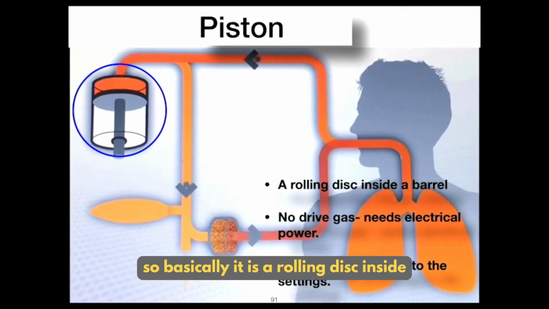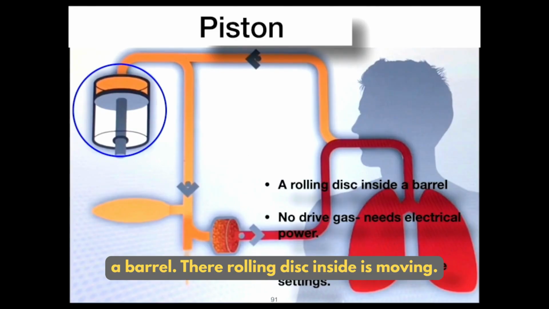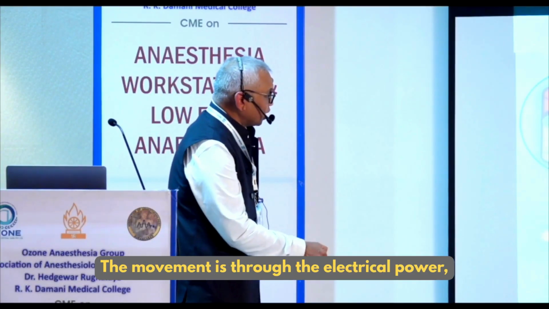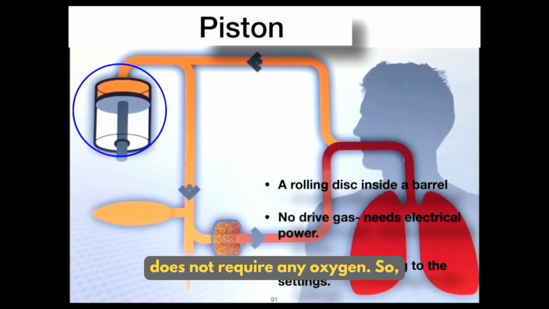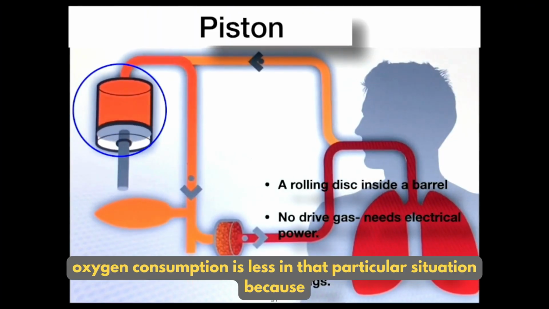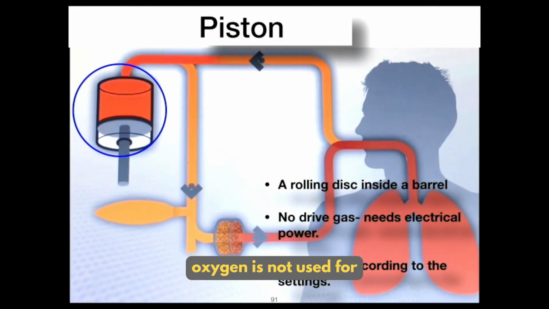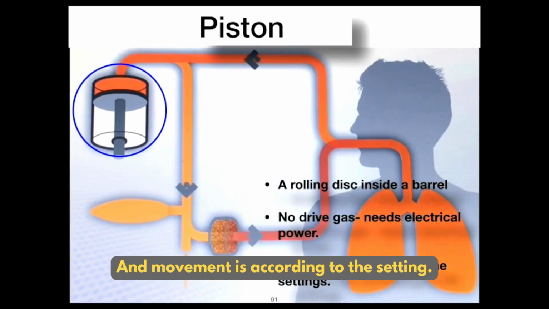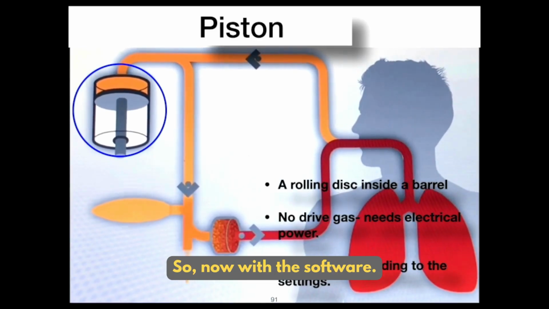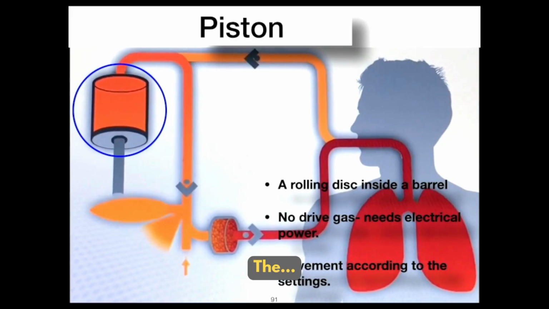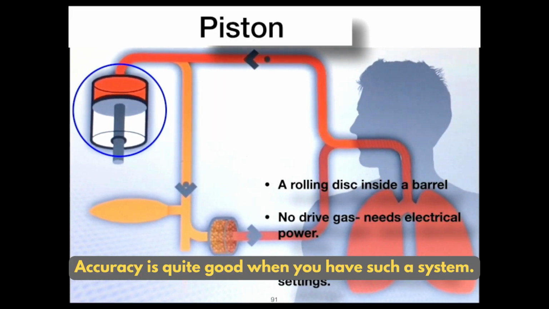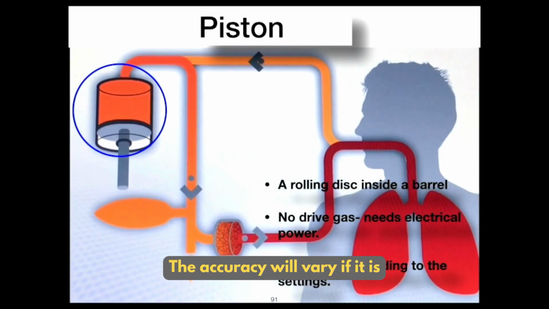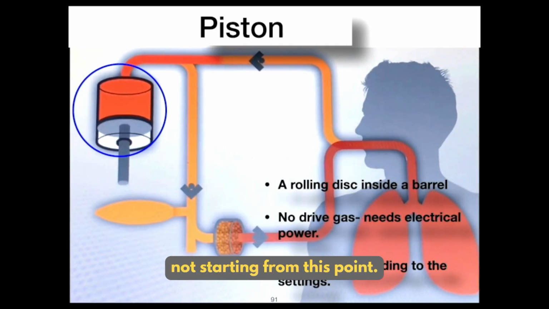Now piston. Basically it is a rolling disc inside a barrel. There is a barrel, and in it there is a rolling disc which is moving. The movement is through electrical power and does not require any oxygen. So oxygen consumption is less in that situation, because oxygen is not used for squeezing the bellows or moving the piston. The movement is according to the setting. With the software, the accuracy is quite good when you have such a system, versus bellows, where the accuracy will vary if it is not starting from this point.